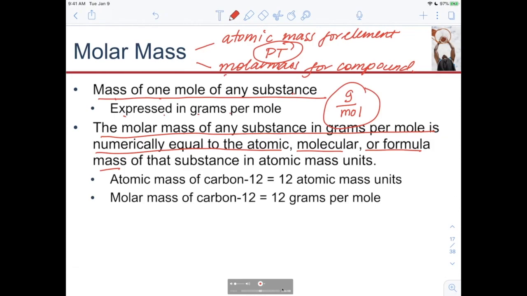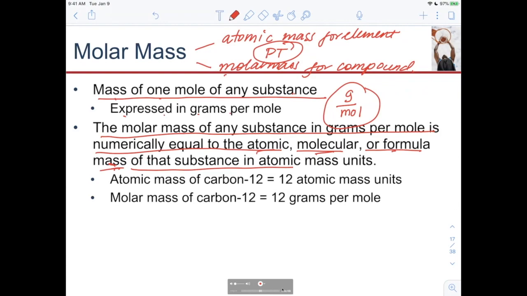As a young student, many years ago, I was like, can we just stick with one name? Why can't we all just agree on one name? Because it's atomic or molecular or formula mass, same thing. So you want to know what I focus on? Mass. Until I got more comfortable calling it a different name.